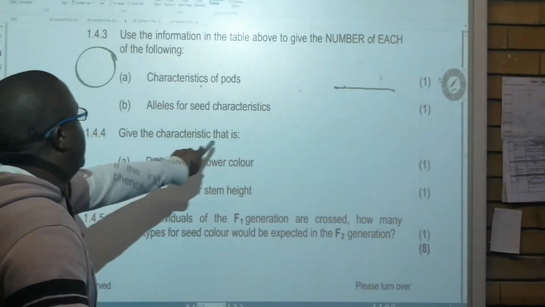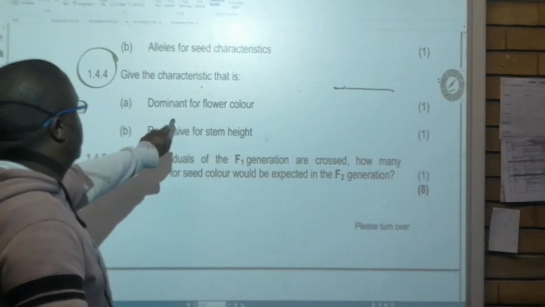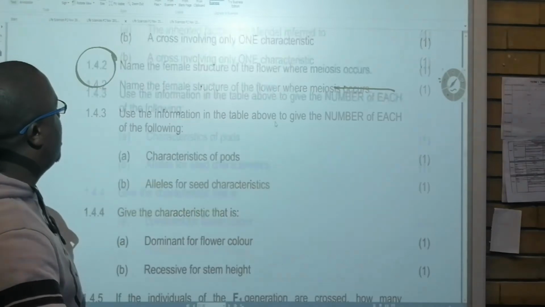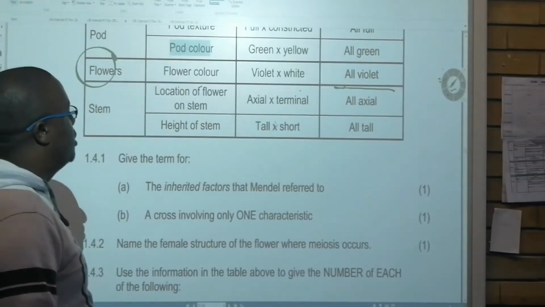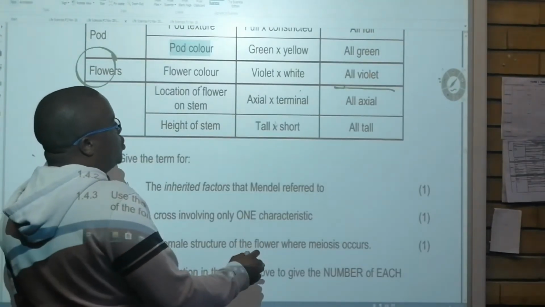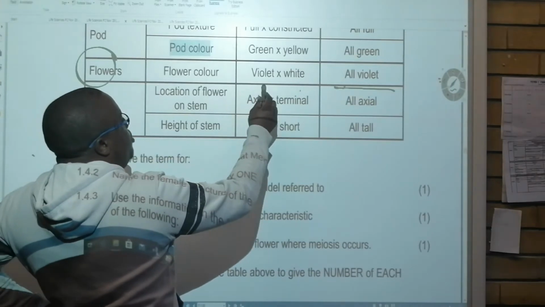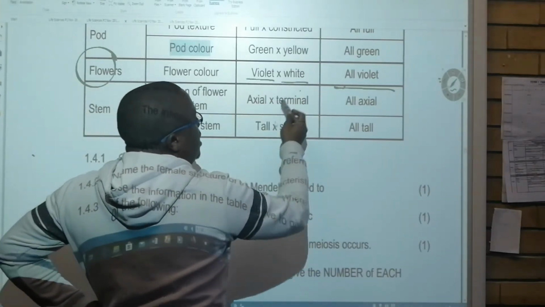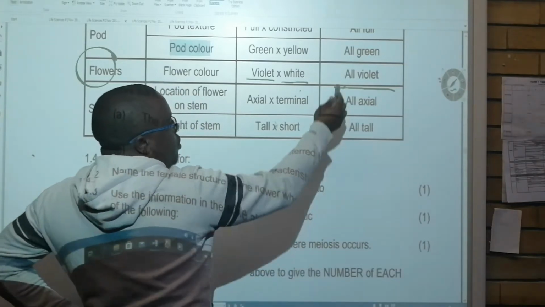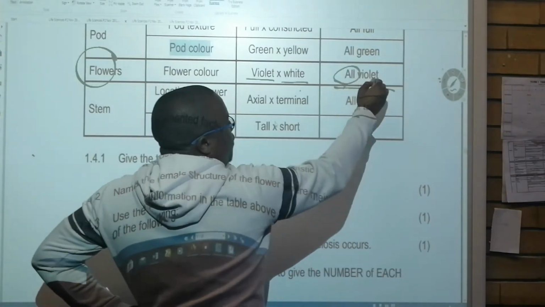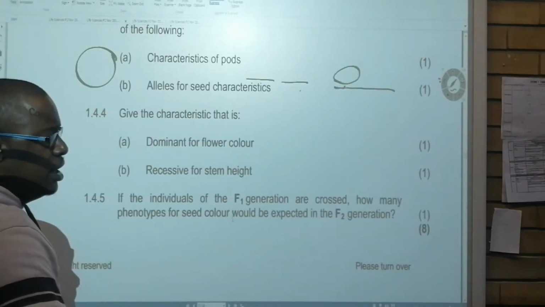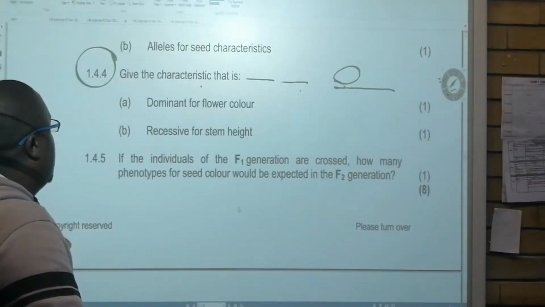Give the characteristic that is dominant for flower color. So we go to flower color. What do we see from Mendel's process? He crossed parents. One parent was violet, the other one was white, and guess what? All the offspring were what? All violet. So what is the dominant characteristic? It is violet.